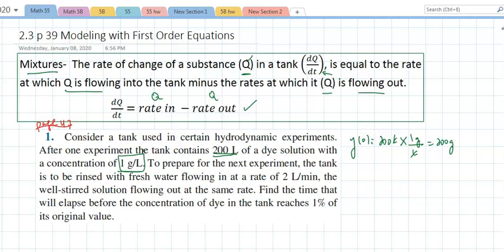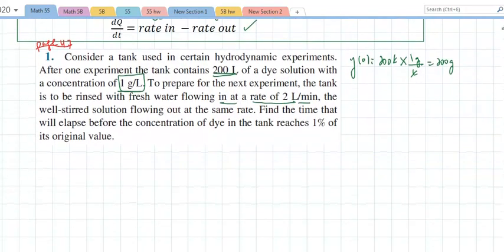To prepare for the next experiment, the tank will be rinsed with fresh water. Water is neutral, it has zero of any substance, that's the assumption. And it flows in at a rate of 2 liters per minute. And the well-stirred solution, that's always the assumption, means that at any given time you take any sample of that mixture, the concentration is the same all throughout. So it's not like a cup of coffee, where the top is a bit bitter and when you get to the bottom it's really sweet. It's like a can of soda. Anywhere you drink from the soda, the concentration of sugar, say, will be the same. And it flows out at the same rate.